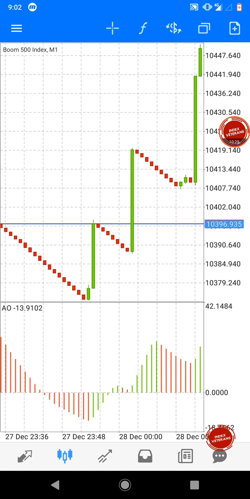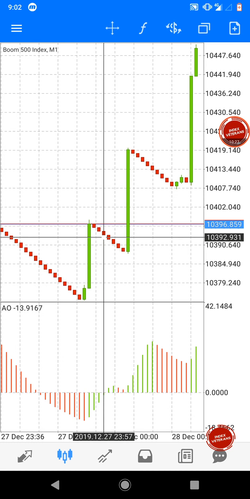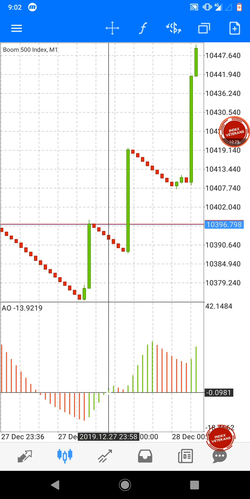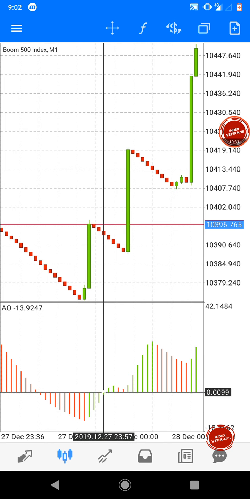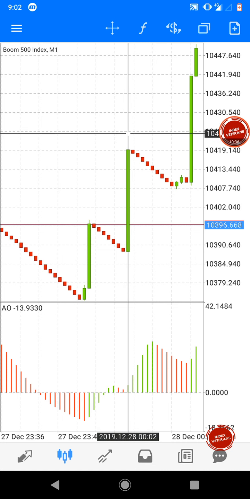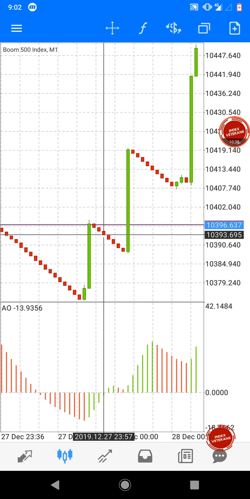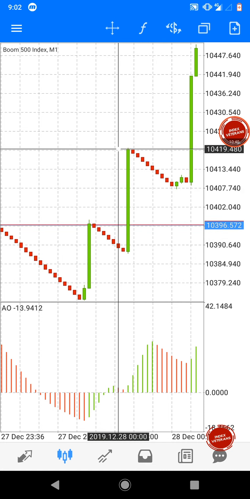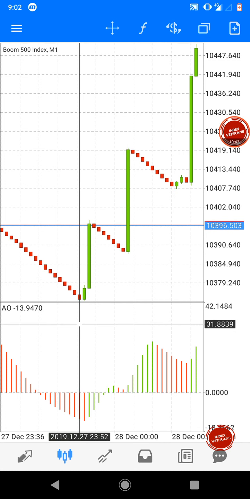So especially if it's an uptrend, guys, there's a lot of moves. And then here I could have taken maybe a buy here, then I could have held for a while, then boom, it spiked up. So from here to here, it's a lot of profit, especially if you're using a good lot size.